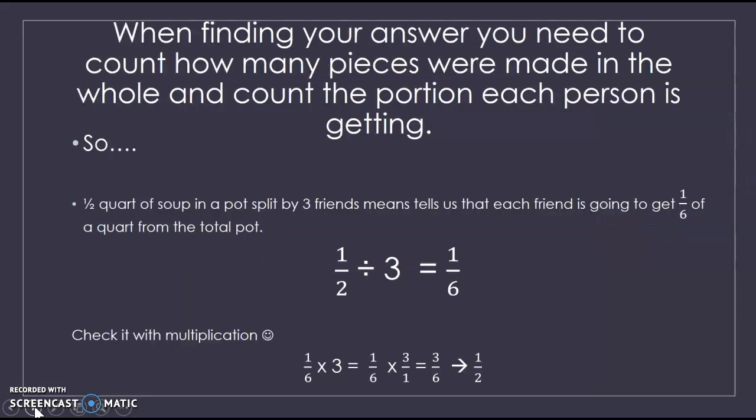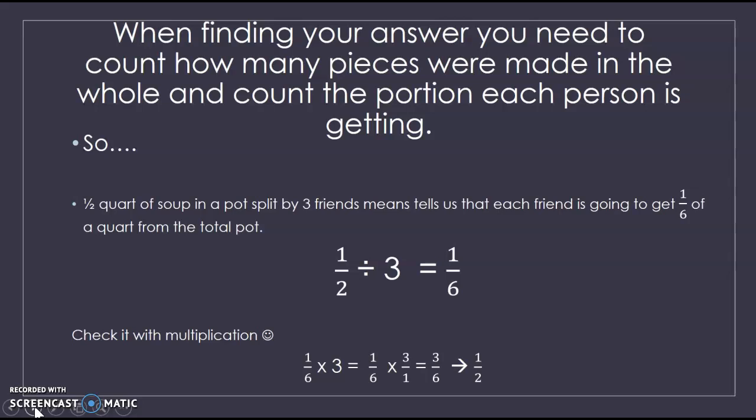So really important that you're always thinking about the total. So when you're finding your answer, you always want to count how many pieces are made in the whole and then count the portion that each person's getting. So in our pot, we were able to make 6 portions, but 3 of them were empty, right? And you're 1 person, so you're going to get 1 serving out of the 6 that the whole pot, if it were full, would have served. So 1/2 quart of soup in a pot split by 3 friends tells us that each friend is going to get 1/6 of a quart from the total pot.